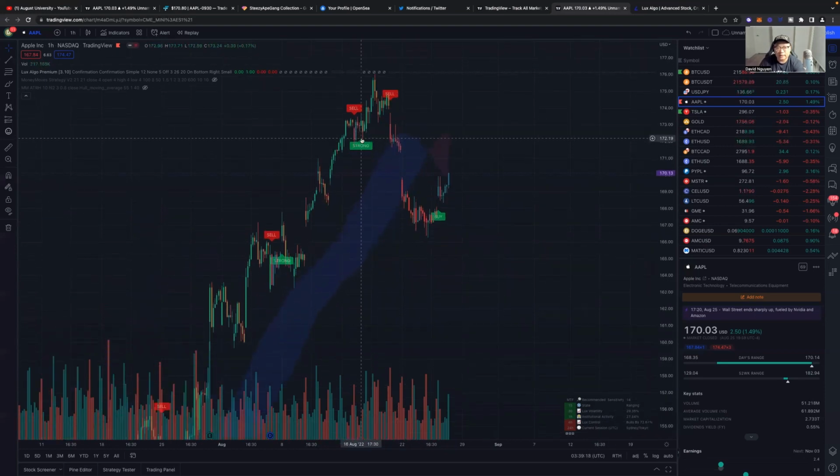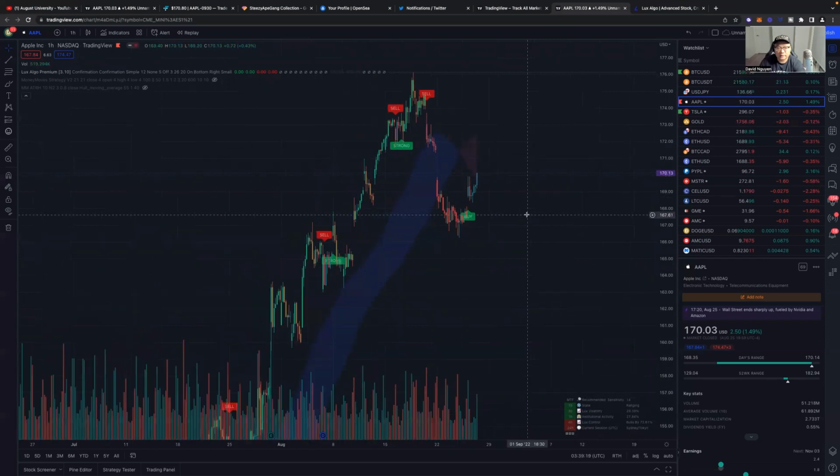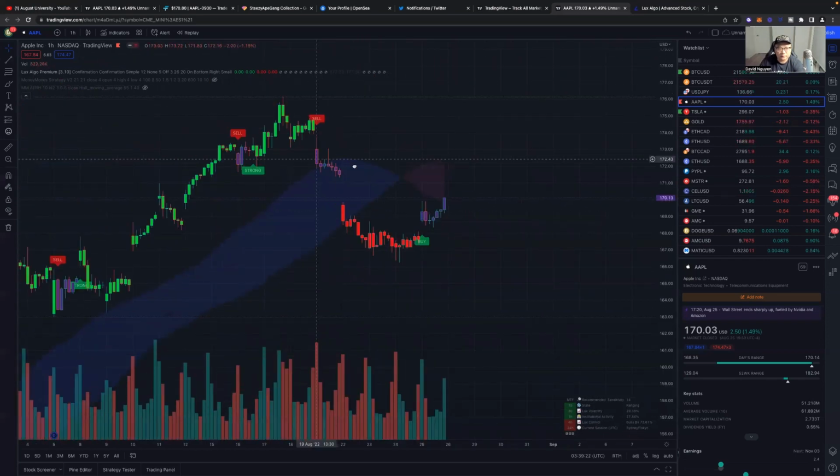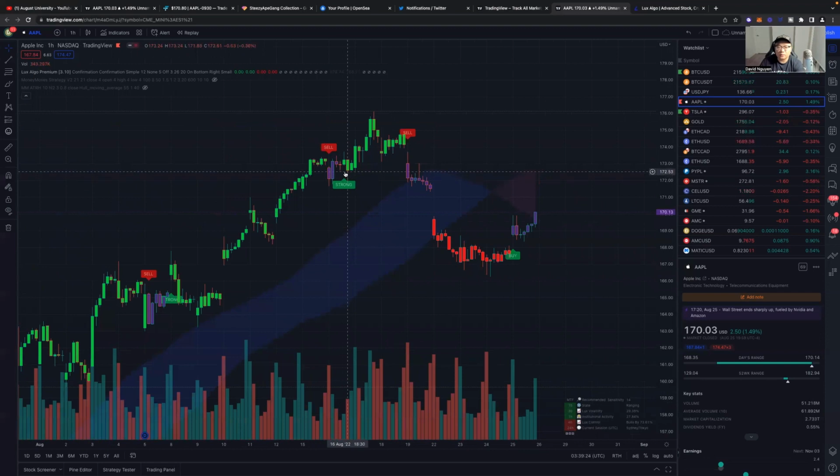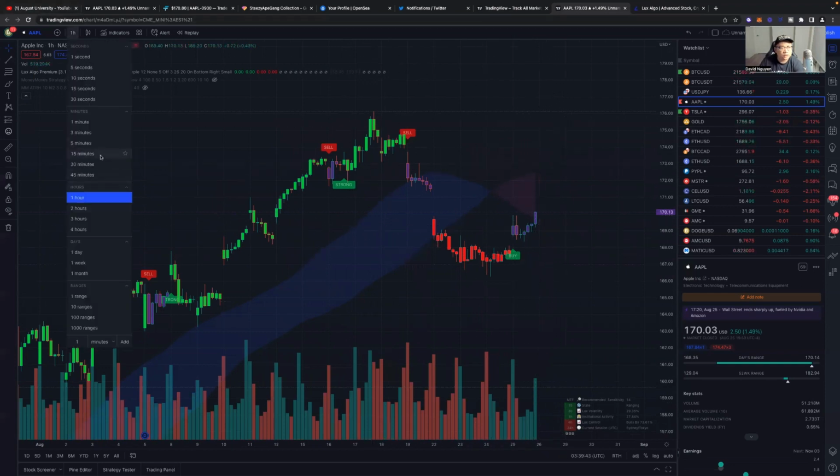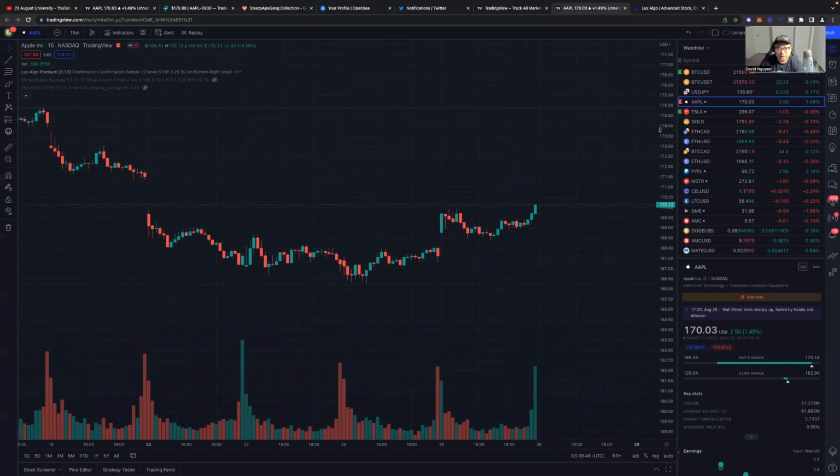So you could have got in at, I'll make this chart bigger so it's easier to see, around 172, sell at 174. That's not a lot, about $2 per share. Or bought back in at 167, and then kind of ride that wave upwards as well. You can also look at the 15-minute chart as well.